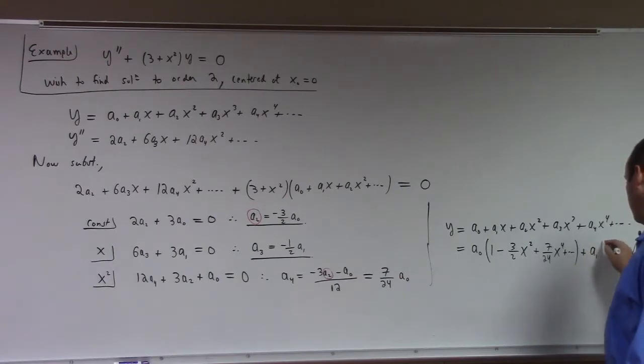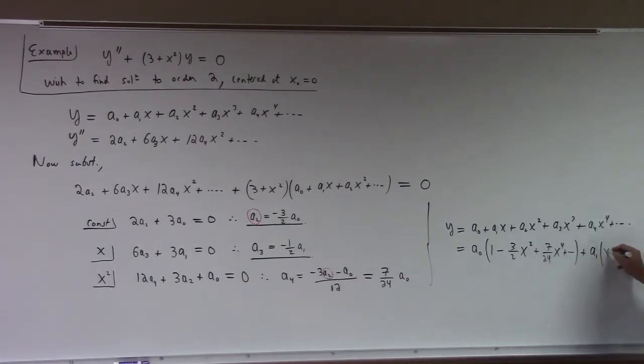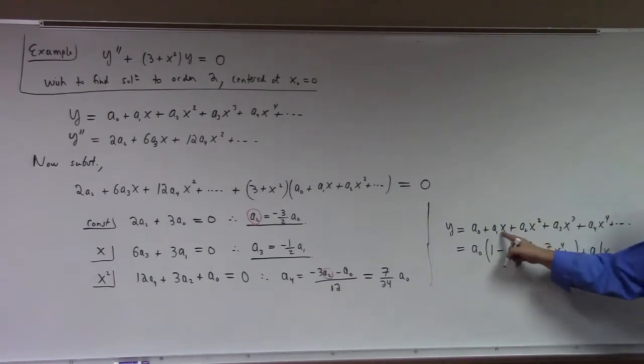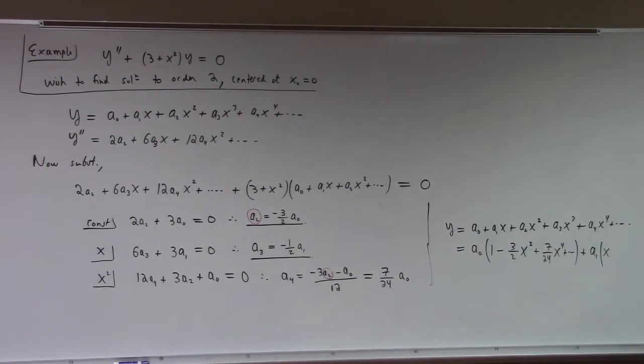And then plus a1 times what? Well, x. Of course, the x is there. And what was a3? Oh, minus 1/2 x cubed, and then I don't have past that. That's it. That's all I got. So this is actually the solution to fourth order.